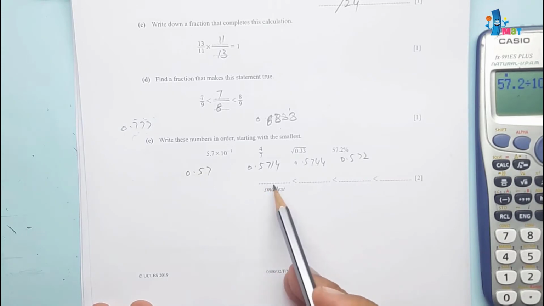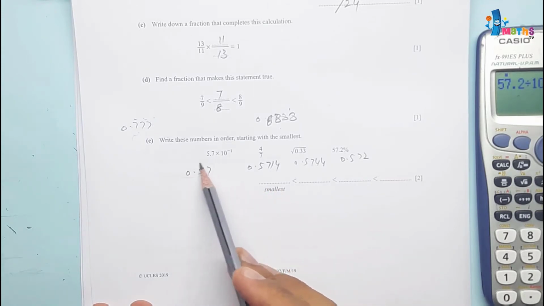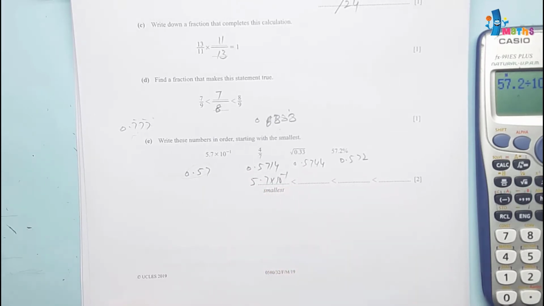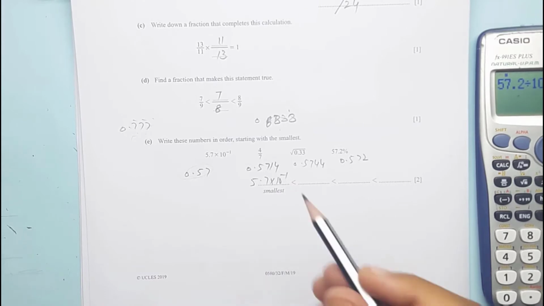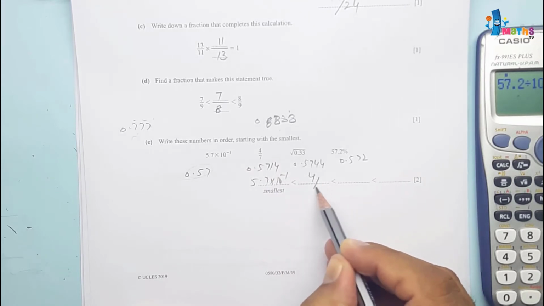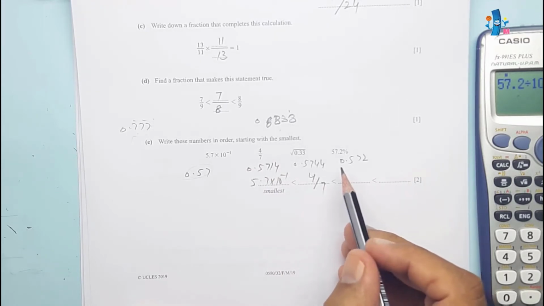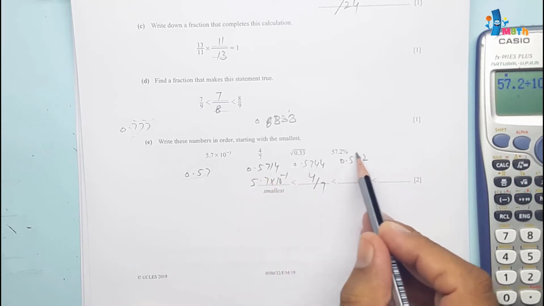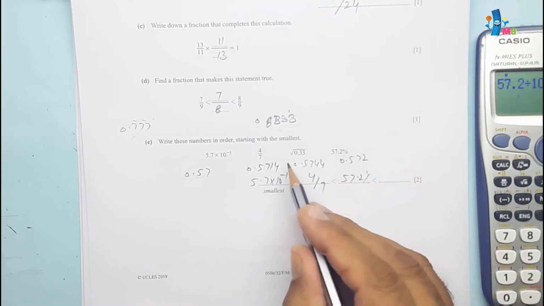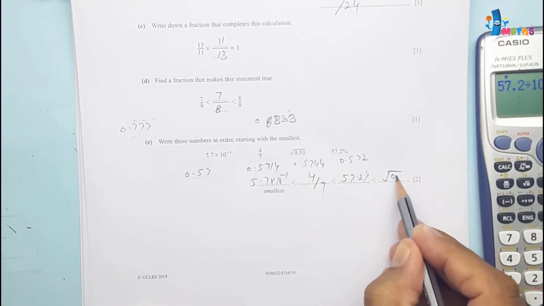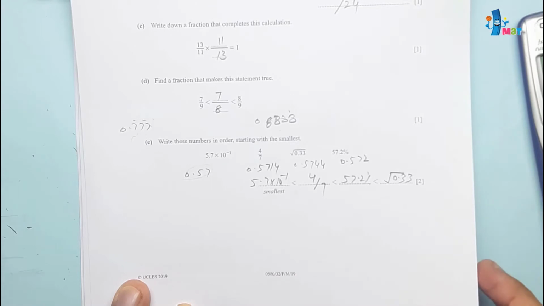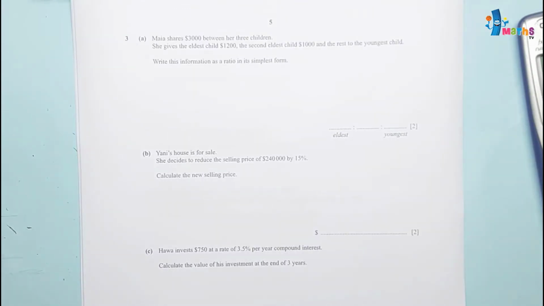Now we have to start with the smallest. If you check, this is the smallest value, so we write here 5.7 into 10 to the power minus 1. The next number will be this one, 0.5714, so we will write here 4 by 7. Bigger than this number is this, and this is the biggest number, so we'll write 57.2% over here, and root of 0.33. So this is from smallest to largest, meaning ascending order. So this is done.